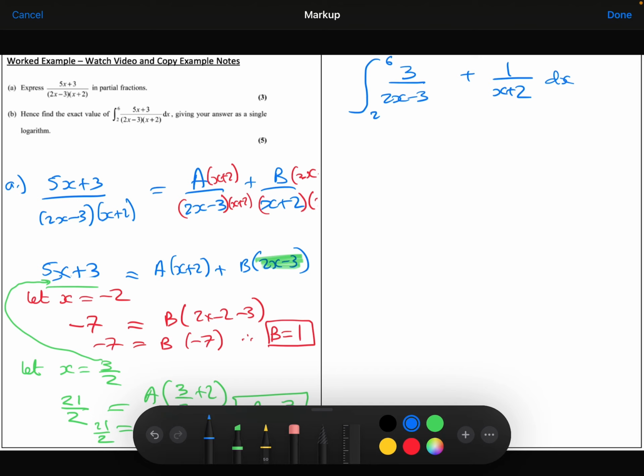Right, this first fraction is 3 over 2x minus 3. Notice that 2x minus 3 on the denominator there is linear, so this is equivalent to integrating a 1 over x function. Therefore, I can integrate it with a logarithm. So I will have 3 lots of ln(2x - 3), and then, because of the 2 on the inside here, I need to divide by 2 because of the reverse chain rule.